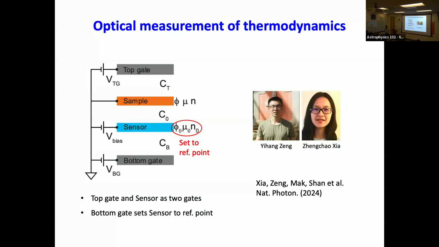You can think of the top gate and the sensor as functioning as two independent gates that can tune the electric field and the filling factor of the sample. The function of the bottom gate is to fix the sensor to a set point. That's actually used to read out the chemical potential of the sample here.